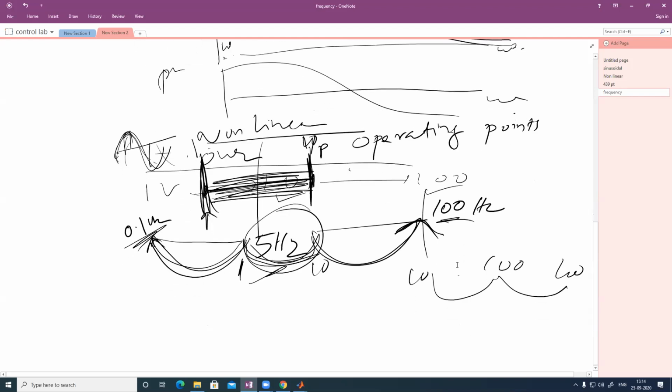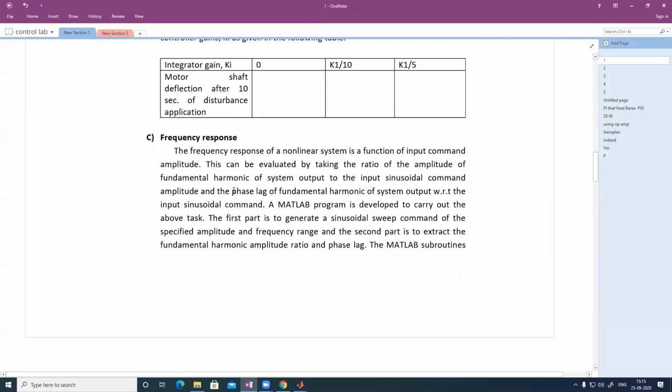In the Bode response, you are taking the value at the steady state only, so you need to wait for some time to let the waves settle. That is why this program is written like that for the frequency response. You have to generate a sinusoidal wave whose frequency changes from 0.1 to 100 Hz, and the amplitude is changing from your operating points.